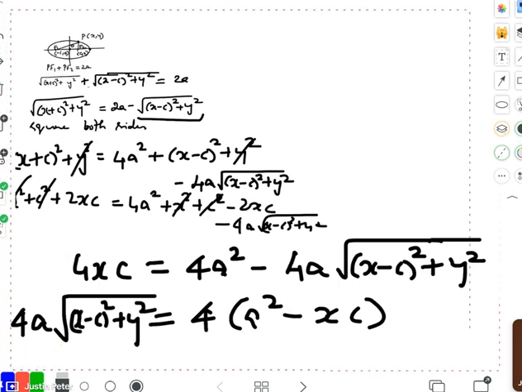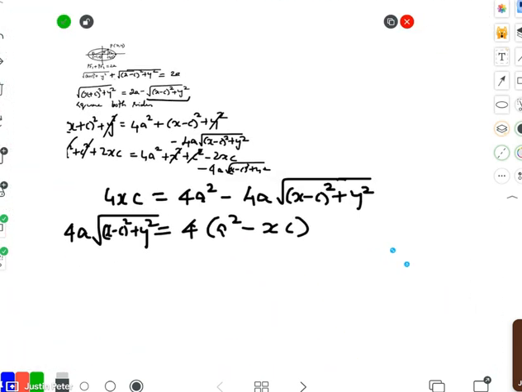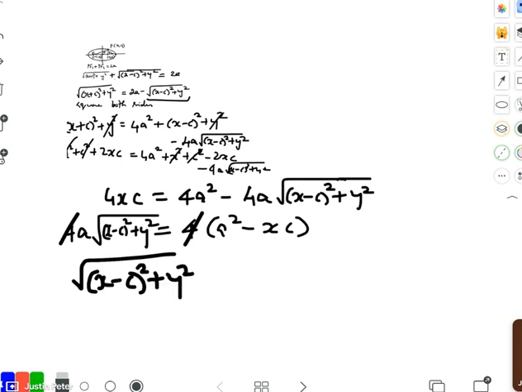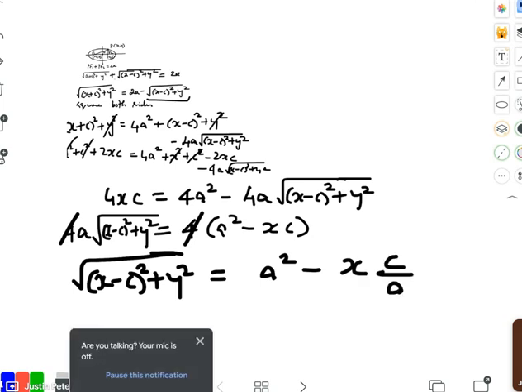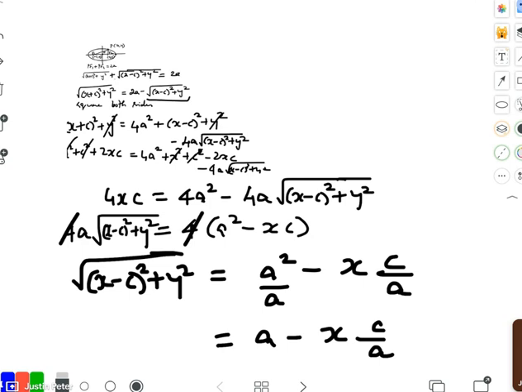I don't know if Jonathan and Krishna are following it or lost in between. Yes, Shankar. No squaring right now, wait. Root of (x minus c) the whole square plus y square. Okay, a square minus x into c by a. This a is taken to the right side. So what do you get? A minus c by a. Correct? So far clear?